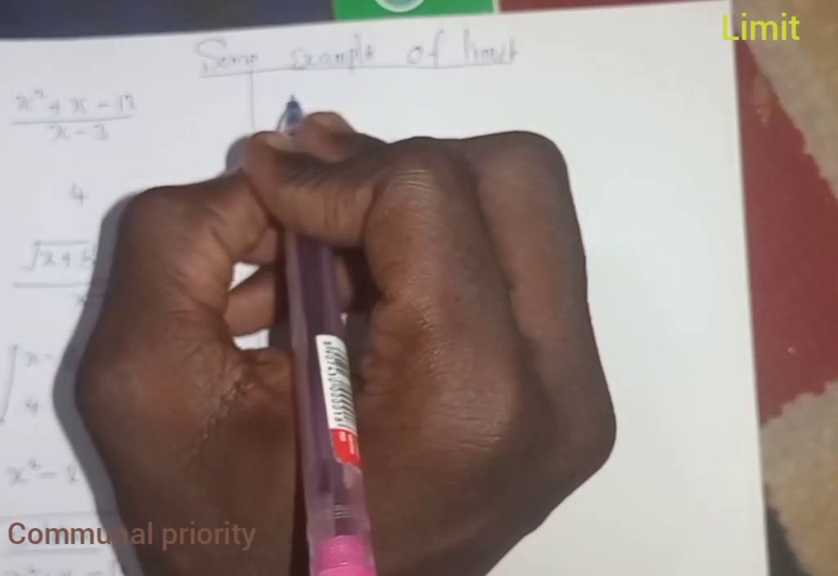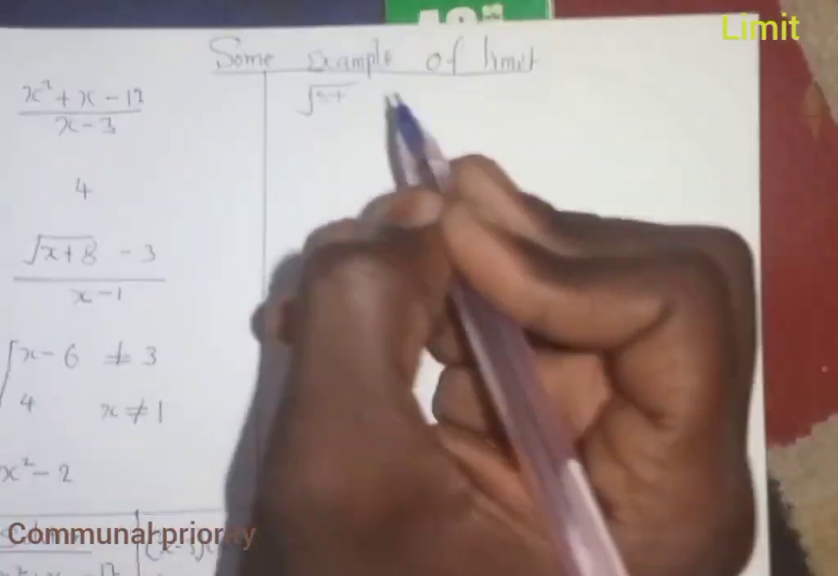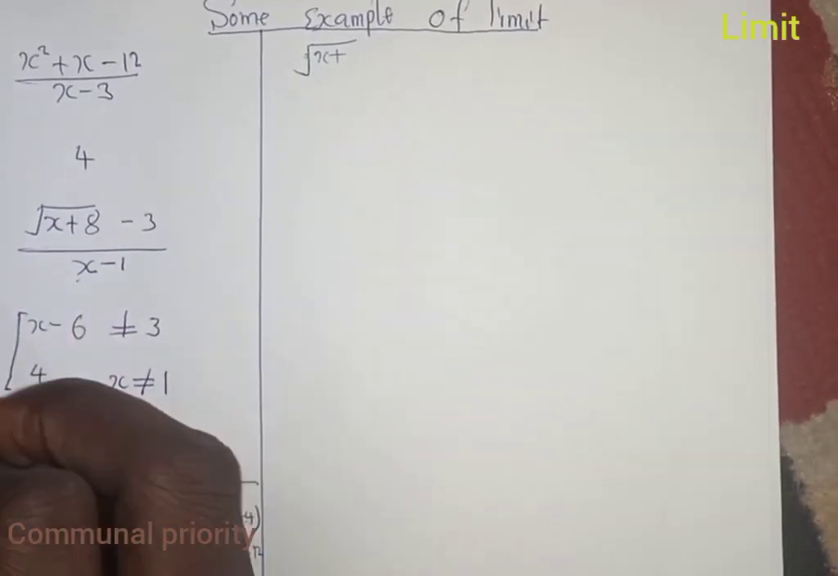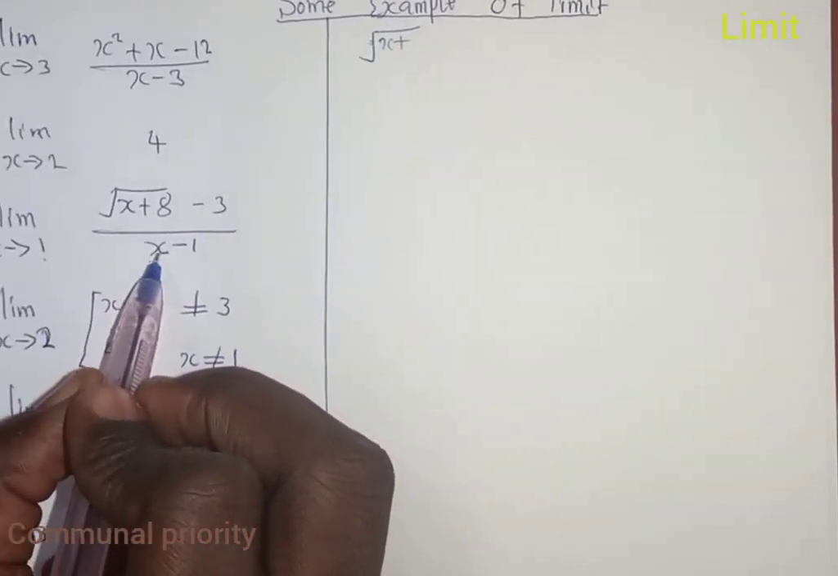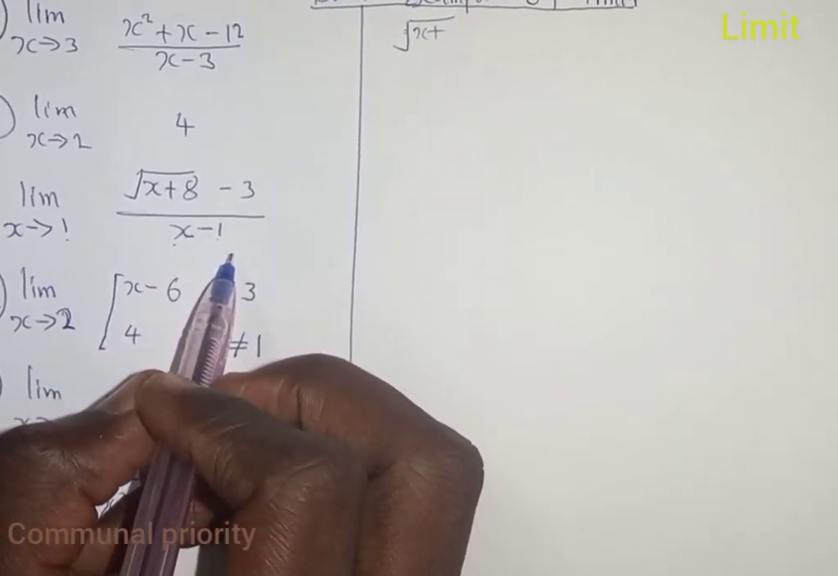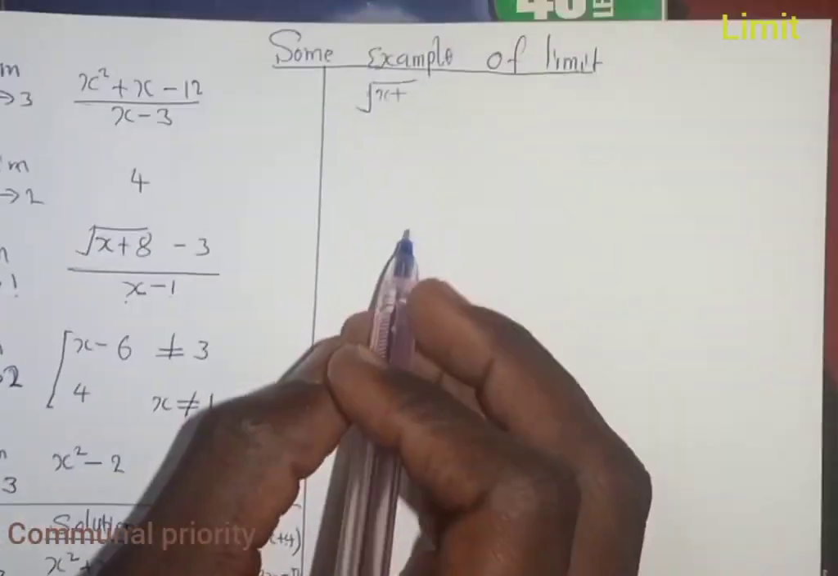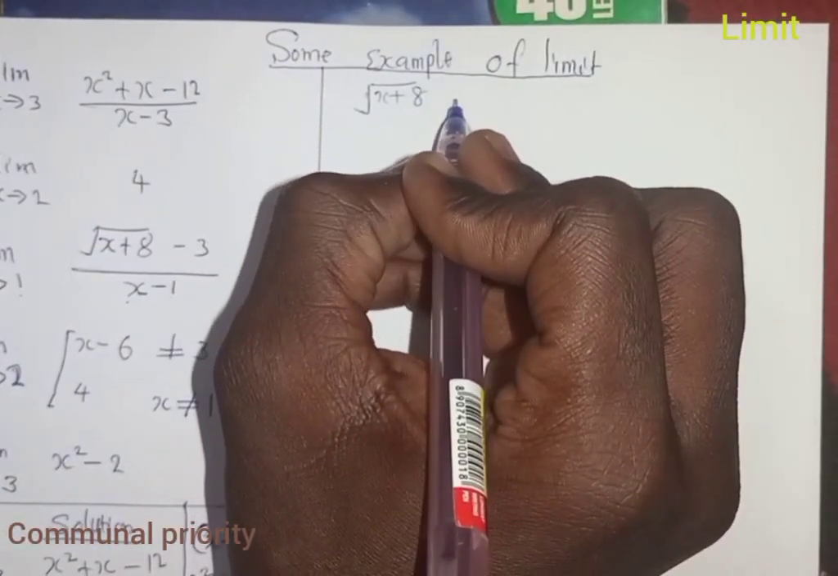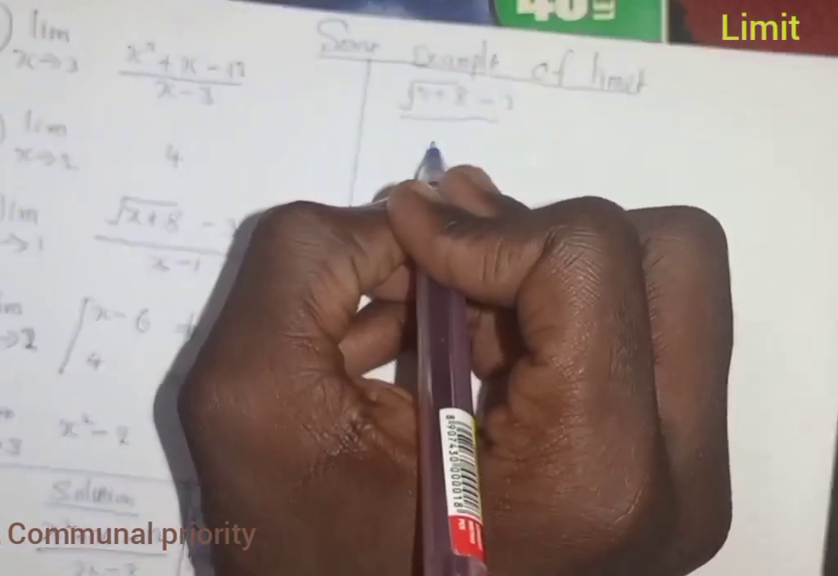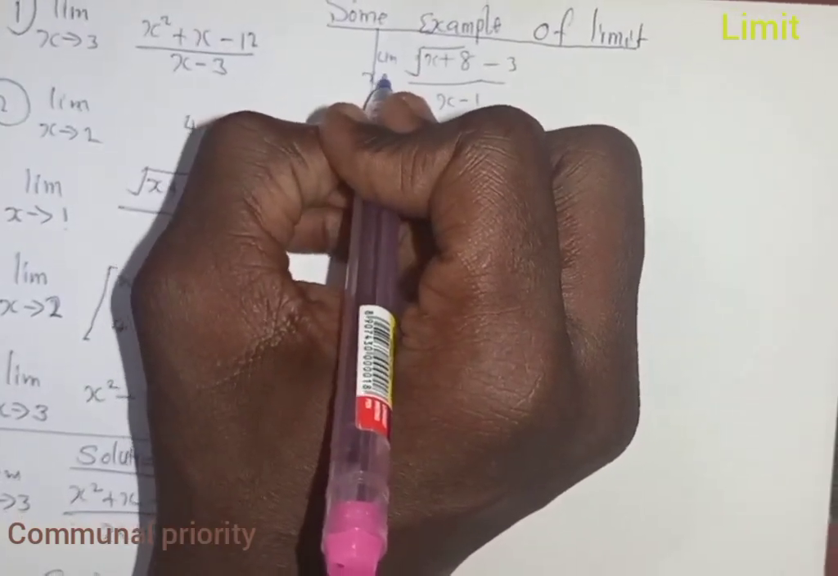In this one, we are using the conjugate rule to solve this question, because it cannot be solved directly. If you substitute your value, you get 0. We have 1 here, and this is x minus 1. Whenever you put in 1, it will be 1 minus 1, which is equal to 0, and it will give us undefined. So we have to find another possible way to escape from this 0. Simply we'll say square root of x plus 8 minus 3 all over x minus 1, limit as x approaches 1.